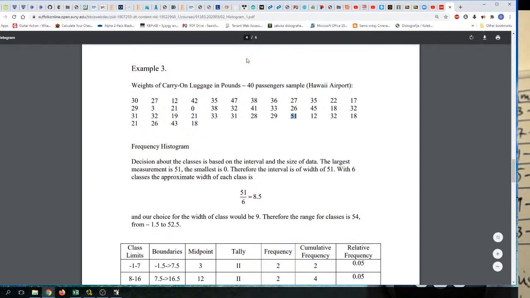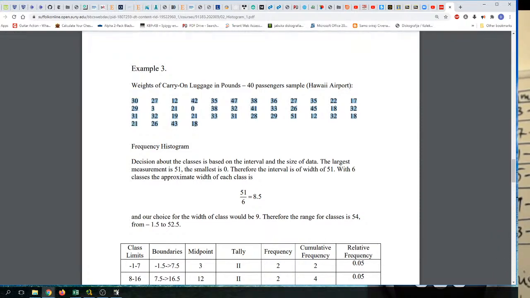Now, the first thing you need to do is to sort this. If you sort this stuff, you will see that the smallest value is 0. That is kind of obvious because nobody has negative luggage. And the biggest is 51. You might want to look through it. There's nothing in the 50s except this guy here. There are some things in the 40s, certainly nothing in the 60s. So that's the biggest number. The range of the whole sample is from 0 till 51.